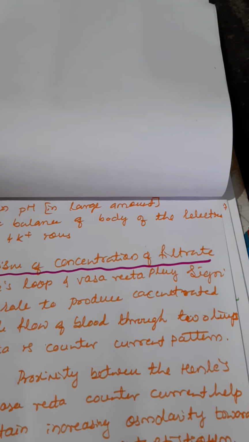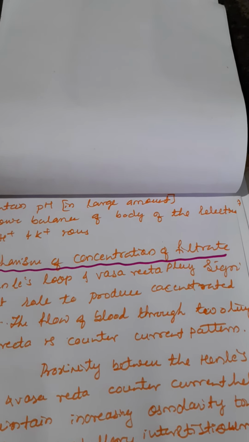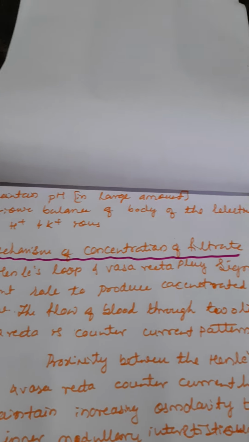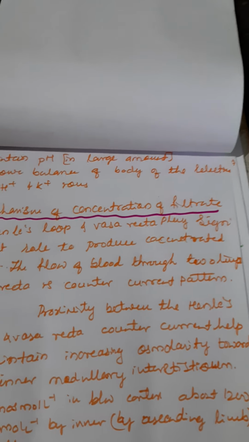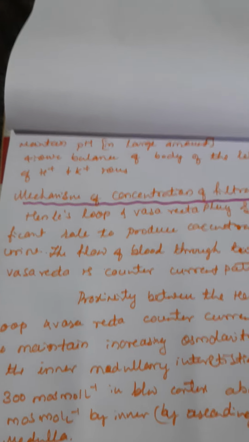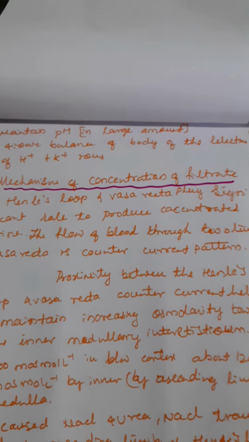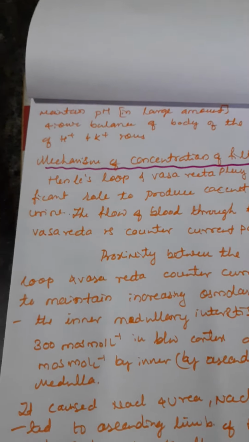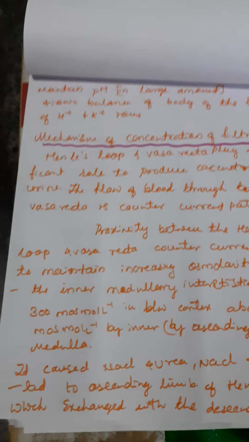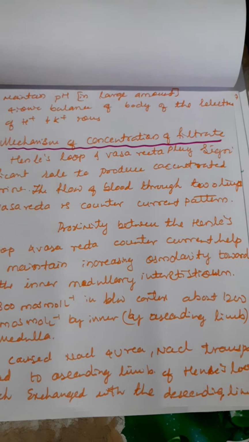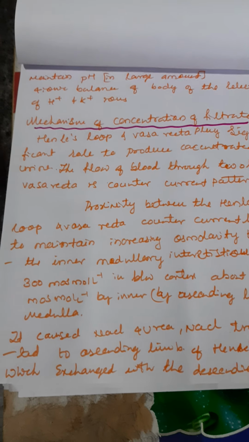Mechanism of concentration of filtrate. Henle's loop and vasa recta play a significant role in producing concentrated urine. The flow of blood through the two limbs of the vasa recta is in a counter current pattern. The proximity between Henle's loop and vasa recta counter current helps to maintain increasing osmolarity towards the inner medullary interstitium.